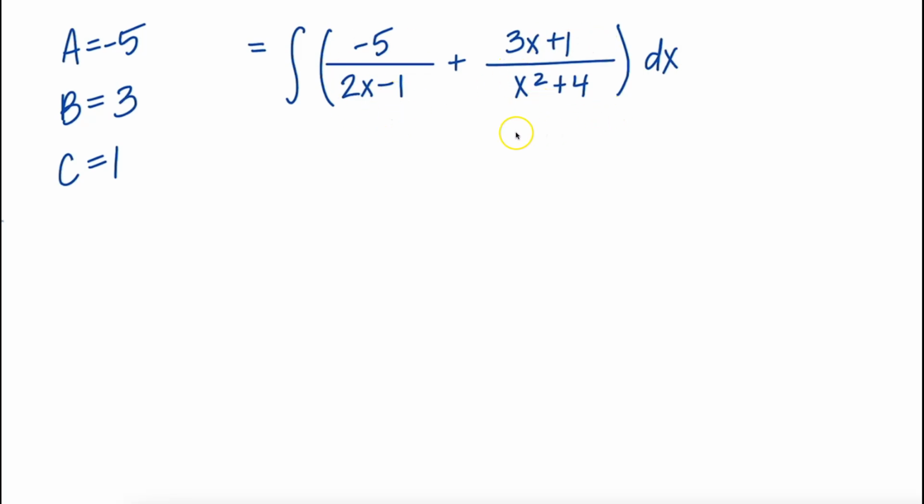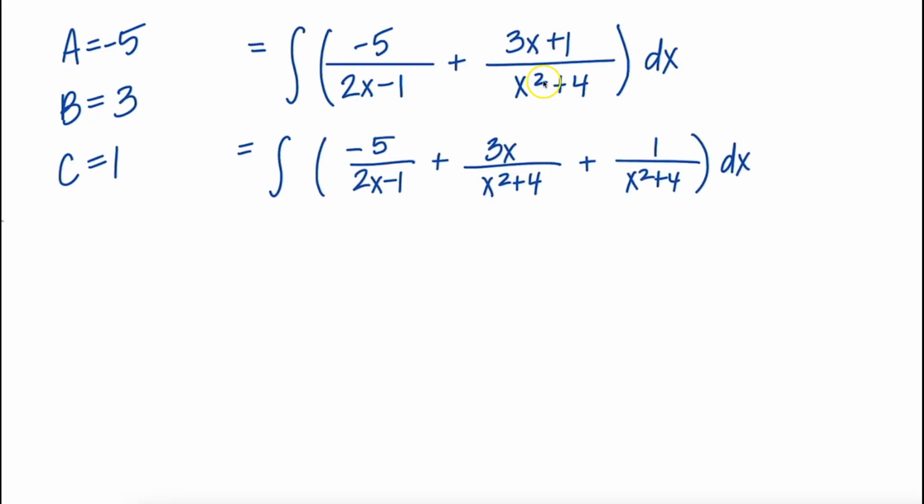This one, we're actually going to have to split up. So I'm going to go ahead and split up the second integral. We're going to have 3x over x squared plus 4 plus 1 over x squared plus 4. And now the integral on the left, the integral on the right, we can go straight to an answer. So the one on the right is going to become an arctangent. So let's go ahead and evaluate those two.